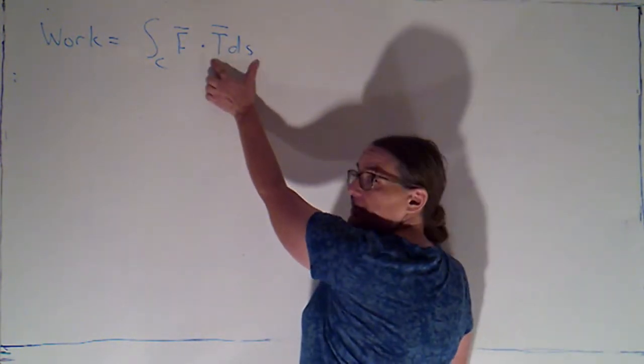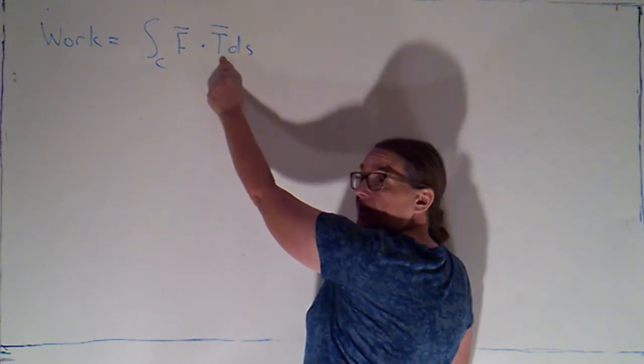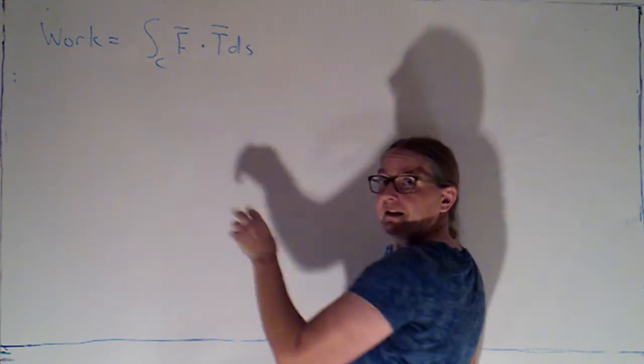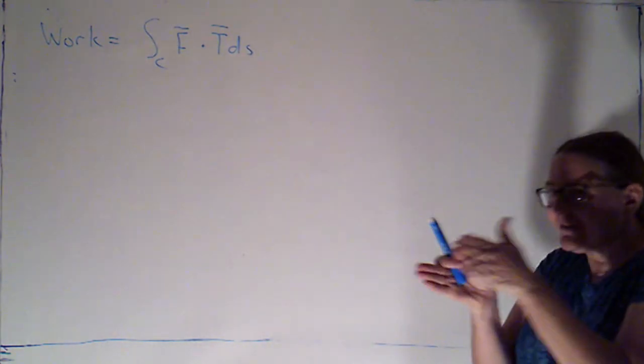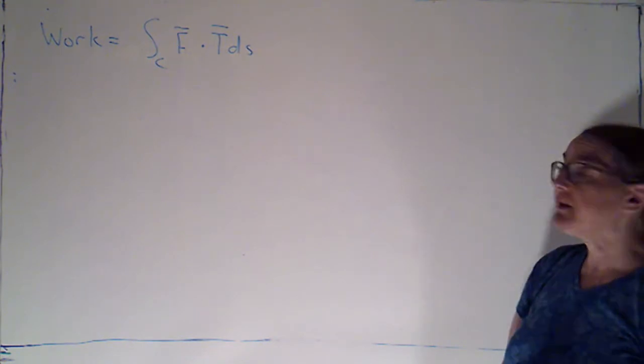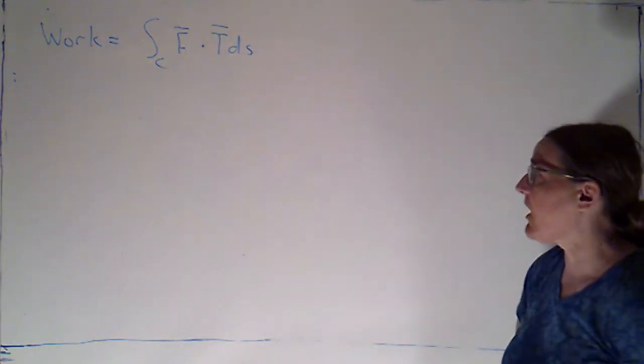This is essentially my displacement vector. The unit tangent vector approximates the direction of the curve, and I'm scaling it by the arc length of a little piece of that curve. Okay, now, of course, we learned how to evaluate line integrals.